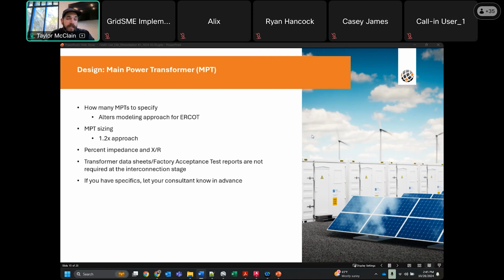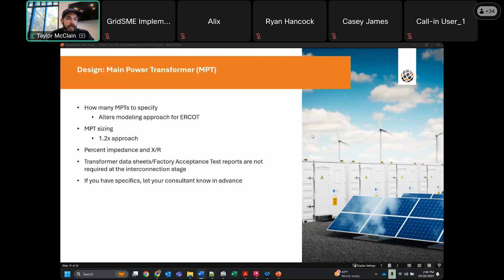So if that is the case, once again, just be vocal, share your input with your consultant, and make sure that they're specifying a design that's as close as possible to the design that you will actually be procuring. If you don't have these values, it is totally fine. The typical approach is to go 1.2 times the megawatt output of your facility at the POI to get the highest MVA rating of your MPT. So typically that's what's going to be done.